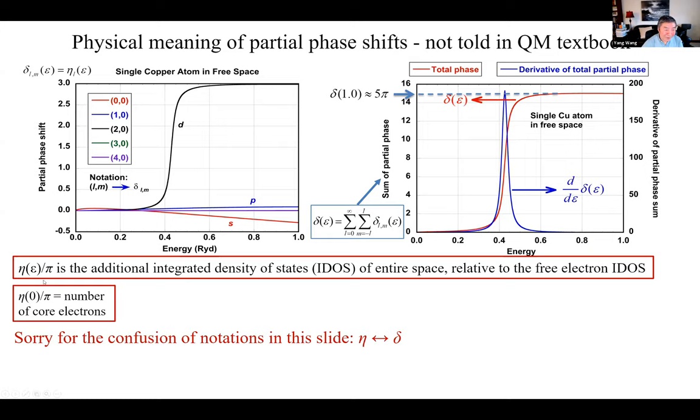So when we let epsilon equal zero, eta zero divided by pi is the number of integrated density of states up to energy equal to zero. What's the integrated density of states up to zero? It's essentially the number of electrons below energy zero, which is the number of bound states, basically the number of core electrons. This statement is actually available in scattering theory books. It's called the Levinson theorem, which tells you how to count the number of bound states from the phase shift. This is a more general statement, which doesn't exist in the scattering theory book.